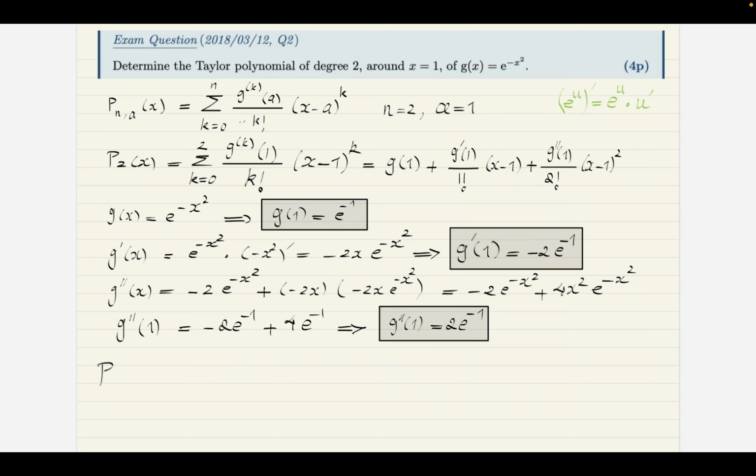So the second order Taylor polynomial will be e to power minus 1 plus minus 2e to power minus 1 times x minus 1, and then finally plus e to power minus 1 times x minus 1 to power 2. So usually that's good enough. But here we can simplify this a little bit because that's not a big deal. For example, I can see that e to power minus 1 can be factored out, and I can write it as 1 over e. It's more beautiful.